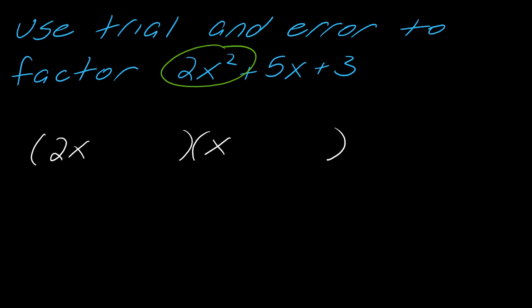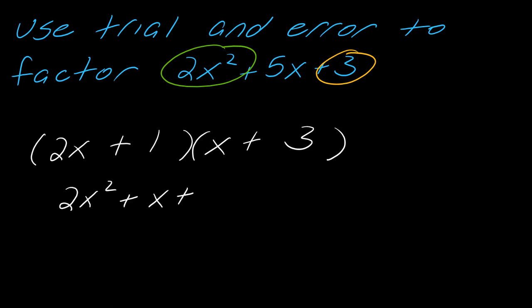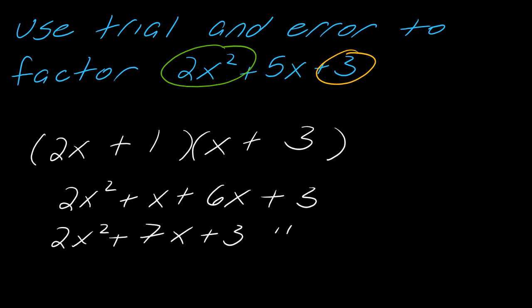And then again, trial and error. I'm really just worried about the first and the last term. So I multiply these things together. So what makes 3? Well, 1 and 3 will make 3. Okay, so now this is my trial. Let's see if I made an error. So I multiply these things together. I get 2x squared, x, 6x, and 3. And so notice this is going to give me 2x squared plus 7x plus 3. So no dice. That's not what we needed, right? So when I put a number in front here, this kind of changes the nature of things.